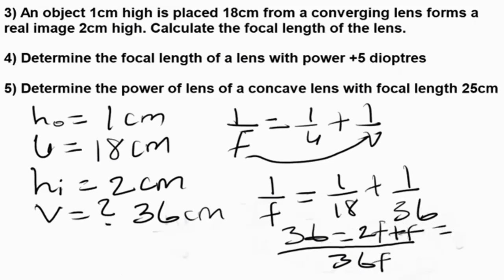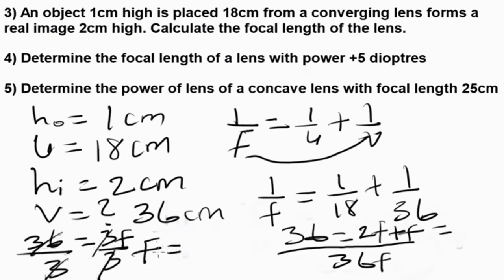So we're going to have 36 equals 2f plus f, which equals 3f. To get the focal length, divide both sides by 3. Therefore, our focal length, 36 divided by 3, is going to give us 12 cm. And that will be the focal length.